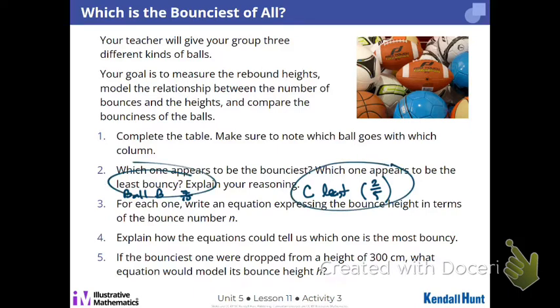So, for each one, let's write the function. The first one, we kind of already had, right? Let's call it f of n equals 150. What was our decay factor for the first one? About 1/2 to the n. For the second one, I'm going to call it g of n. It also started at 150. And that decay factor we already wrote down was 7/10.